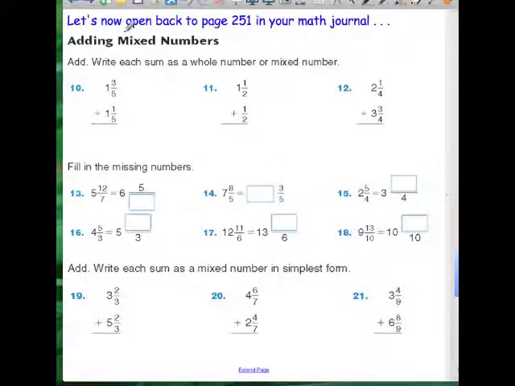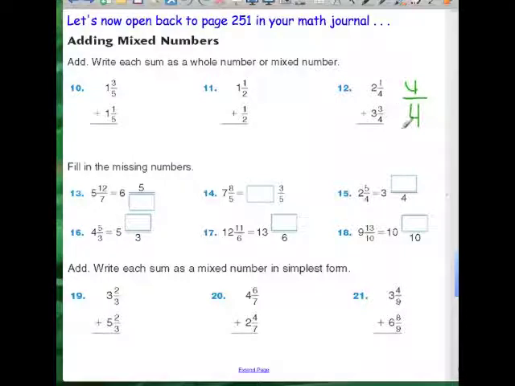Now I want you guys to open back to page 251 in your math journal. Go ahead and answer these best you can real quick. Write each sum as a whole number or mixed number. These ones should be pretty simple, just like we just practiced. You should just add straight down, add straight down, add straight down, since they have common denominators. That's going to give us 4 over 4. And we always remember when we see this, it means 1. So you're going to get 1 as your fraction.